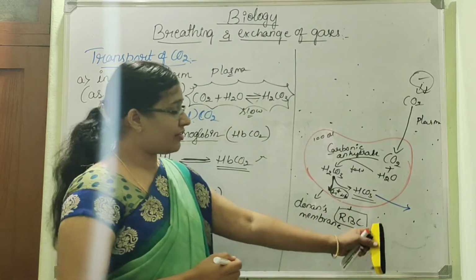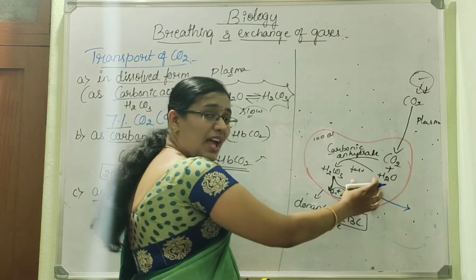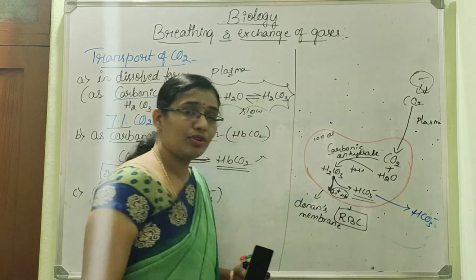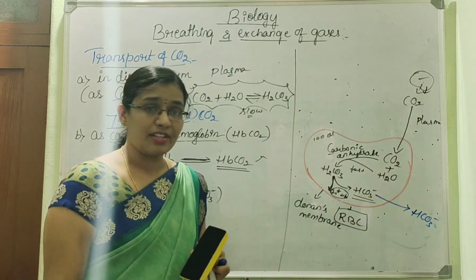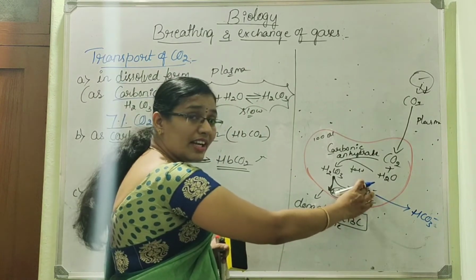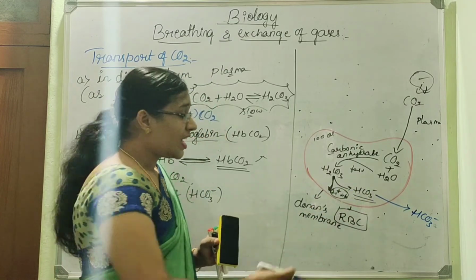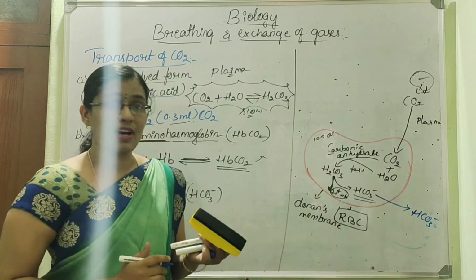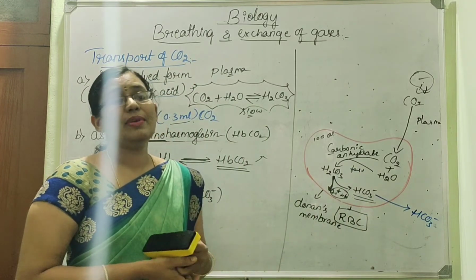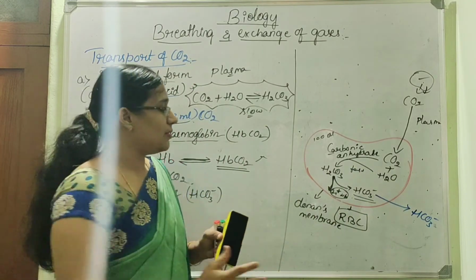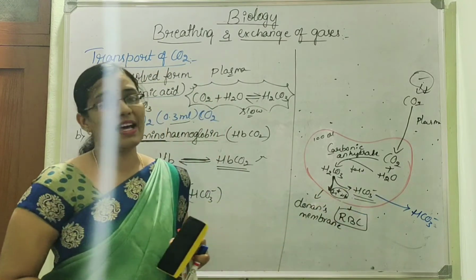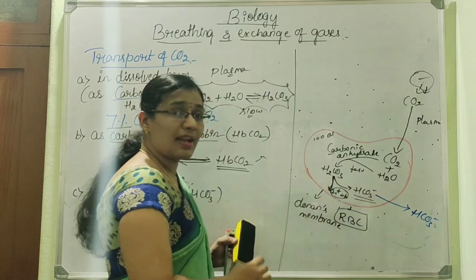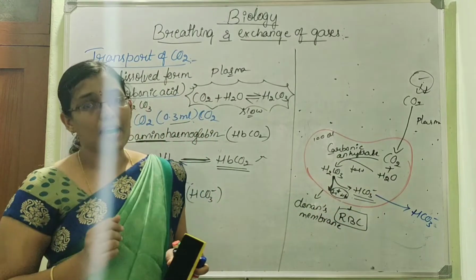Whereas the bicarbonates which have been formed inside the RBCs now diffuse into the plasma. From where? From the RBCs into the plasma. HCO3 is nothing but the bicarbonates. As these bicarbonates are negatively charged and diffuse from RBCs into the plasma, an ionic imbalance is created between the RBCs and plasma. So when more and more bicarbonates diffuse into the plasma, there is an ionic imbalance.